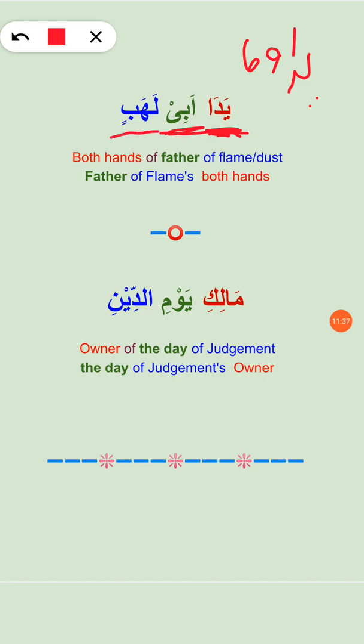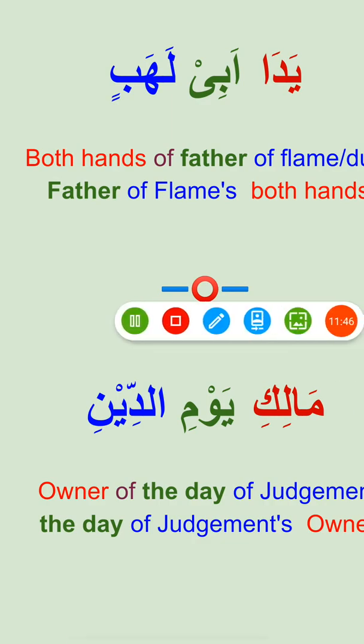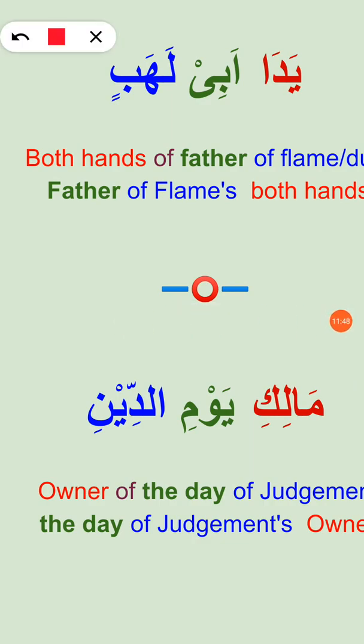Lahabin. Now once again, this is actually your complex Muzaaf Ilaih, Muzaaf Muzaaf Ilaih. So let's zoom it a bit. Okay. Both hands of father of flame or dust. This thing here is something that I discussed in the previous lesson. Okay, father of flame or dust. Okay, so that's what.